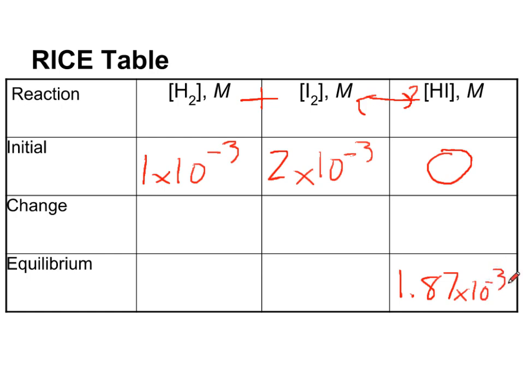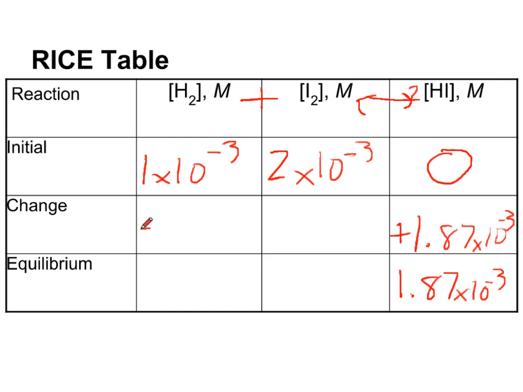We now have enough information to fill in the rest of the blanks on this Rice table to eventually solve for K, the equilibrium constant. Because we know that to solve for K, we need the concentrations of all the parts at equilibrium. Well, the product started at 0 and went to 1.87 times 10 to the negative third. So that is a change of plus 1.87 times 10 to the negative third.